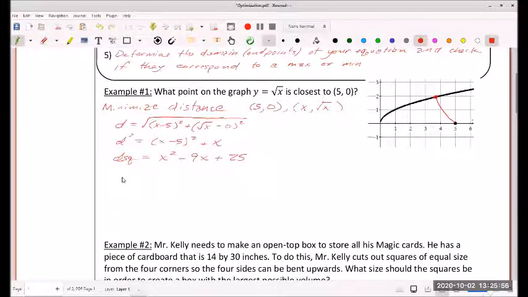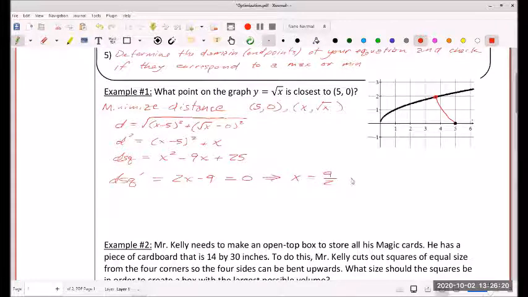Okay, so we'll go ahead and use our calculus techniques. We have our equation. Our equation is in terms of a single variable. We'll go ahead and find the derivative, d squared prime. That's going to be 2x minus 9. And then we'll find the critical points by setting that equal to 0. We add 9 and divide by 2. We get x equals 9 halves.